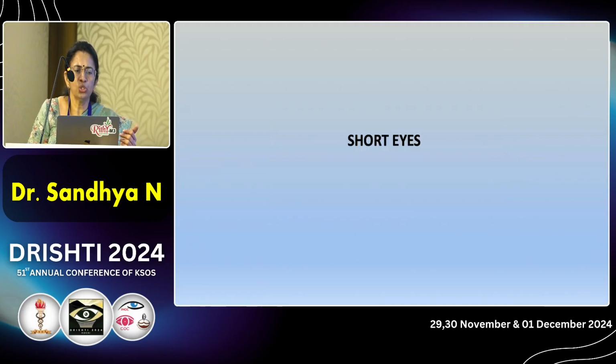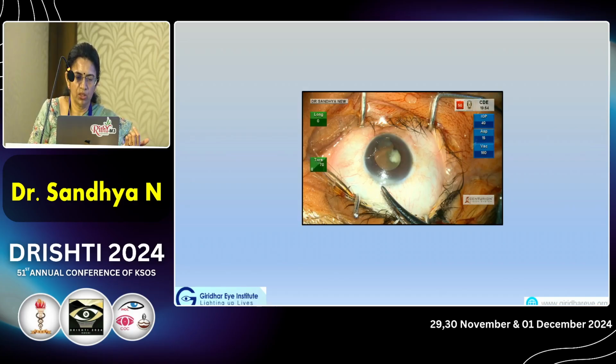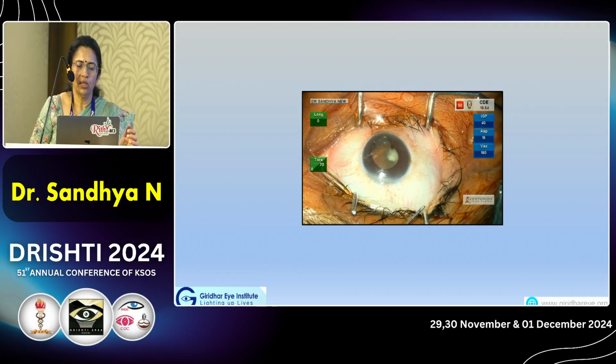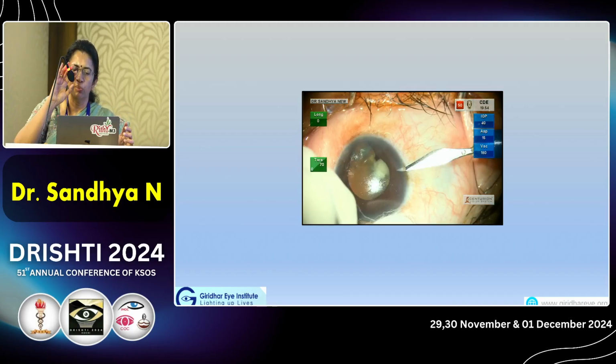So now coming to short eyes. These short eyes generally refer to those eyes with an axial length of less than 21 millimeters. So this patient had an axial length of less than 21 millimeters, and the anterior chamber was shallow. She also had an iris and retinochoroidal coloboma, and there was a posterior synechia in the inferotemporal aspect.